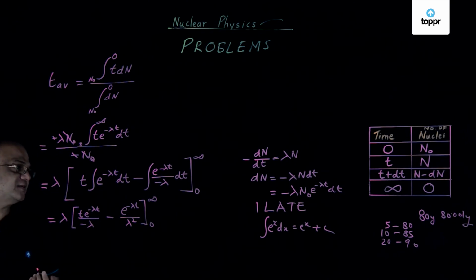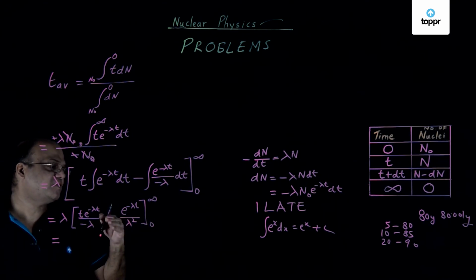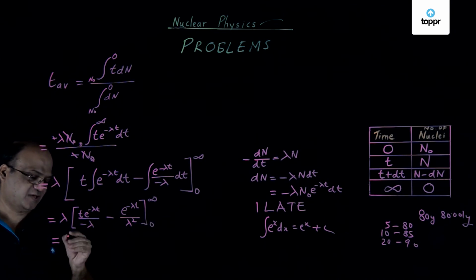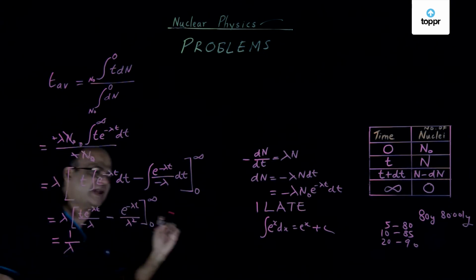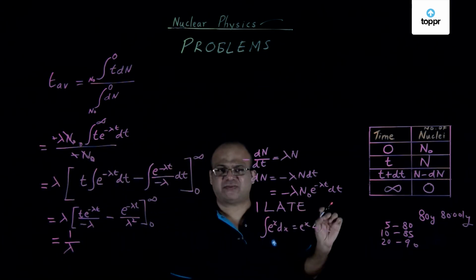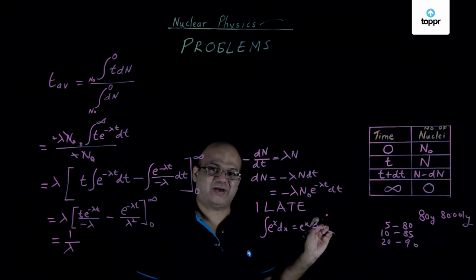So what do we get? The average life: lambda into 1 by lambda square. Minus sign will come because we are putting the lower limit. So minus minus will become plus. So what we get? 1 by lambda. So the mean life or average life of a radioactive substance is 1 by lambda.